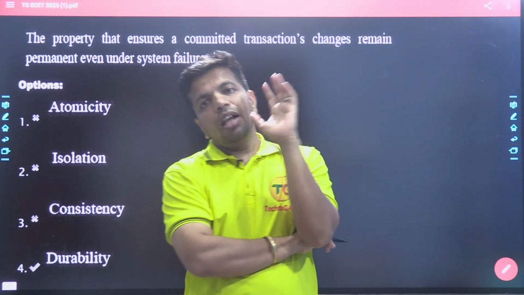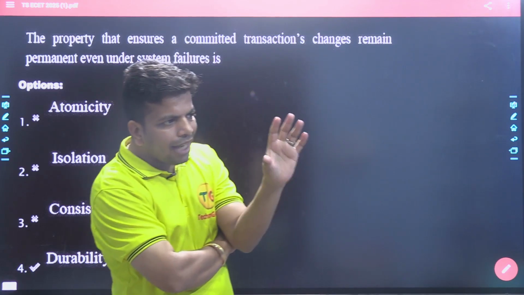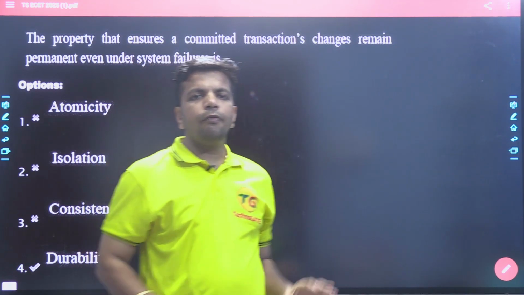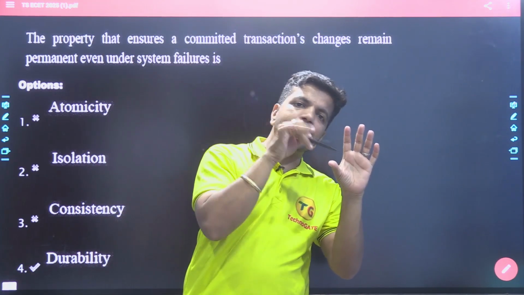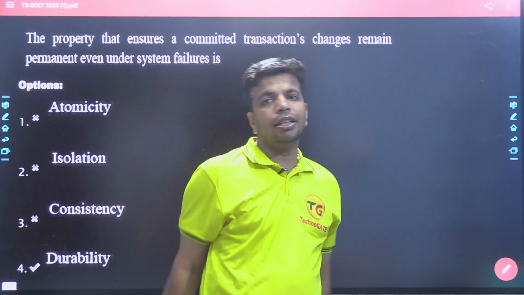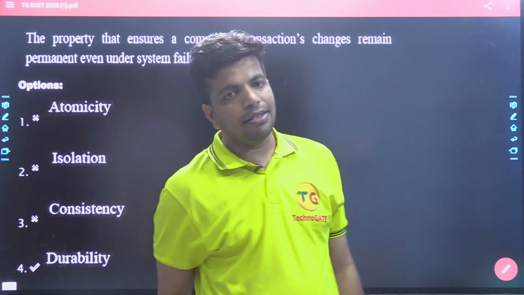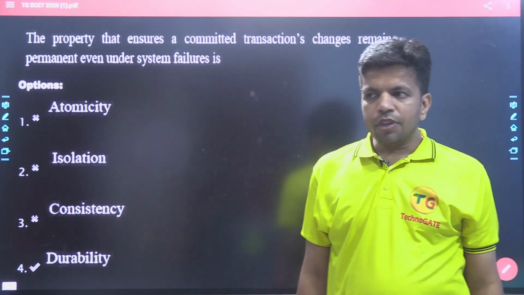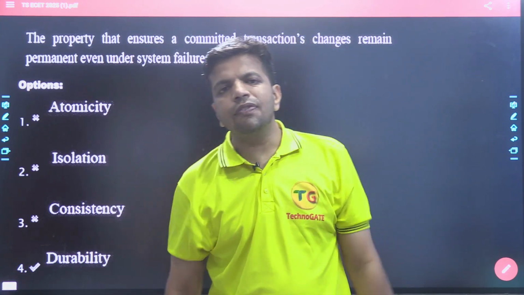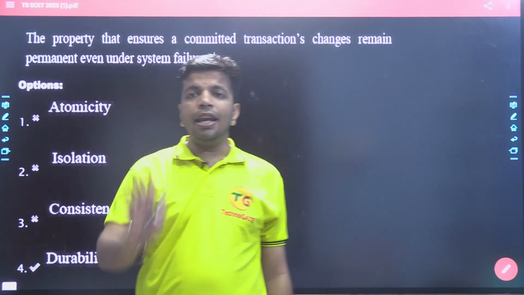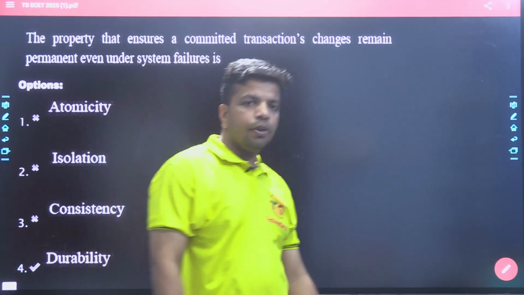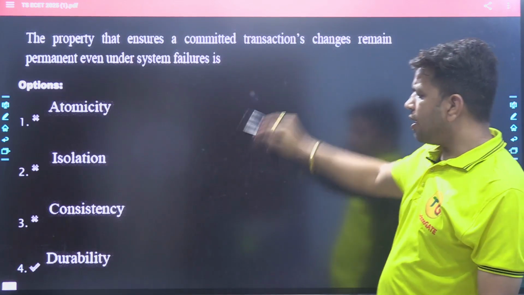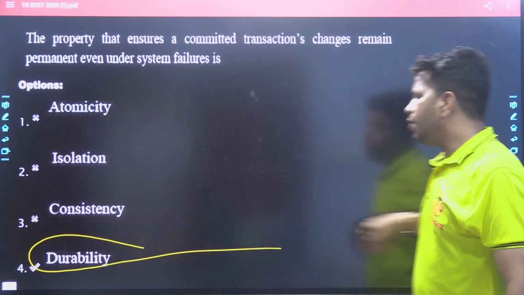Isolation. At a particular time on some database, only one operation can perform. Means we can't perform multiple operations simultaneously on the same data item. Otherwise, the result is inconsistent. Durability. Once a transaction is successfully done, then it never fails, even if your system is going to fail. So the question is related to durability.